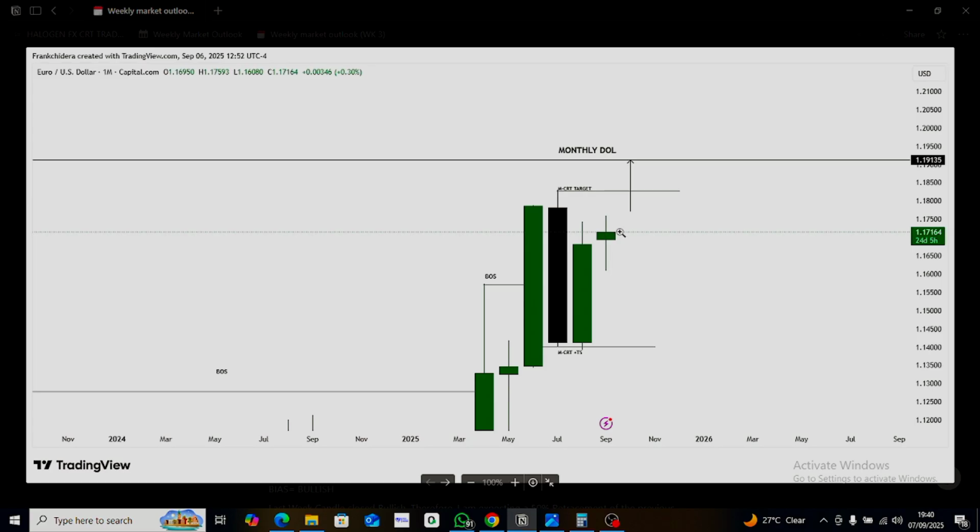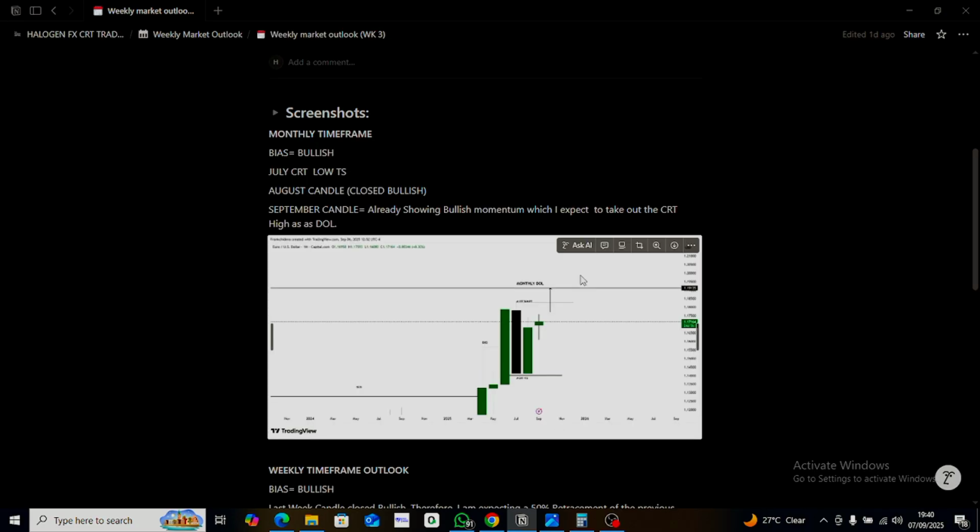Remember from last week I said it was going to retrace 50%, which it did, and you can see it's showing bullish momentum. So I'm expecting to take out this monthly CRT high as my drawn liquidity. That's what I'm looking at on the monthly time frame.